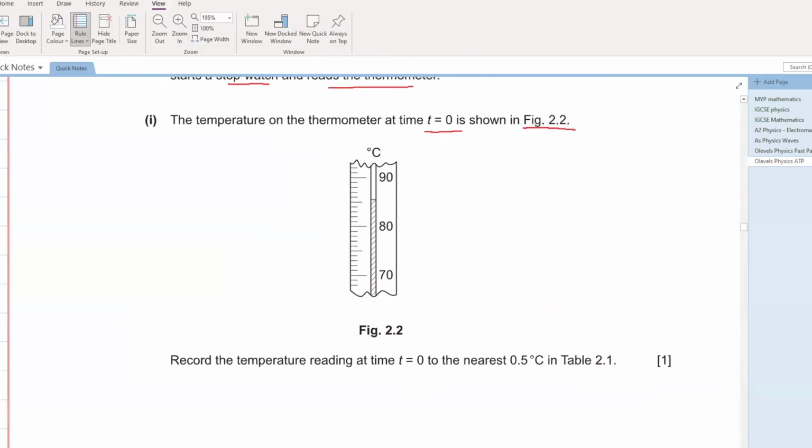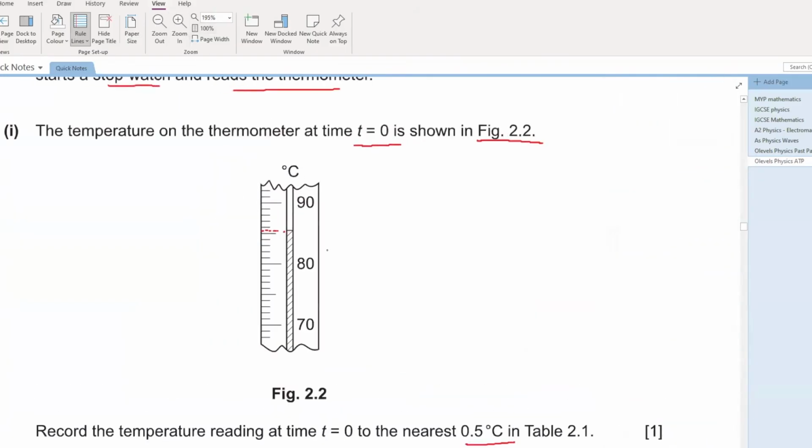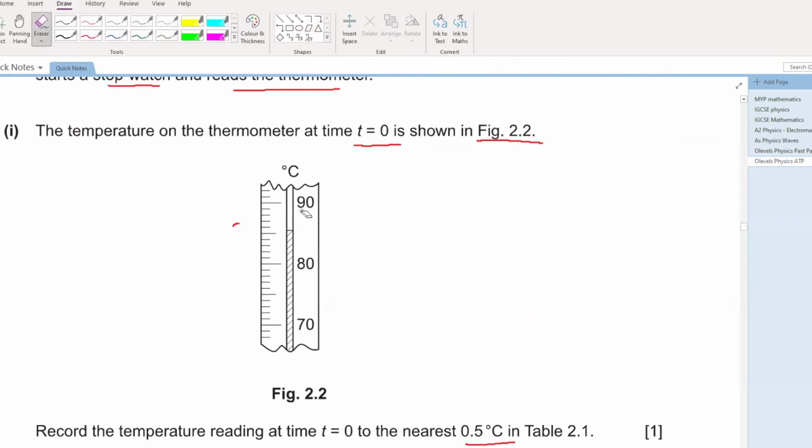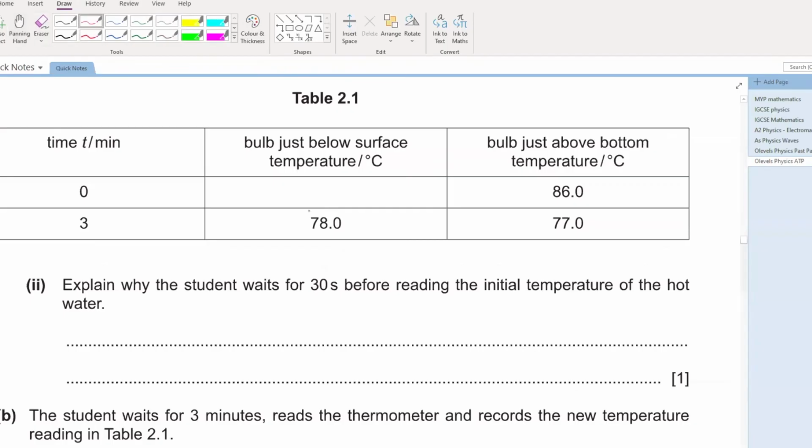Record the reading at time t equals 0 to the nearest 0.5 degrees. We have to record this reading. This reading is somewhere here. Let's zoom in a little more. This is 85. The middle value will be 85.5. Perfect. So the reading on the thermometer comes out to be 85.5. Let's write it here. This is 85.5.